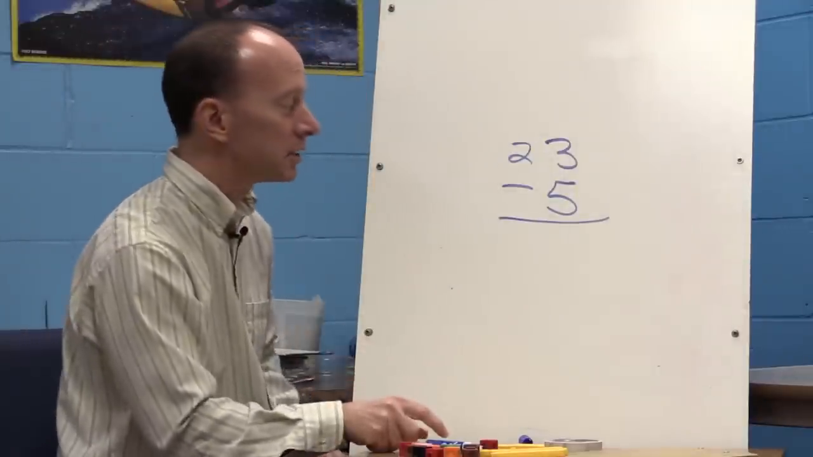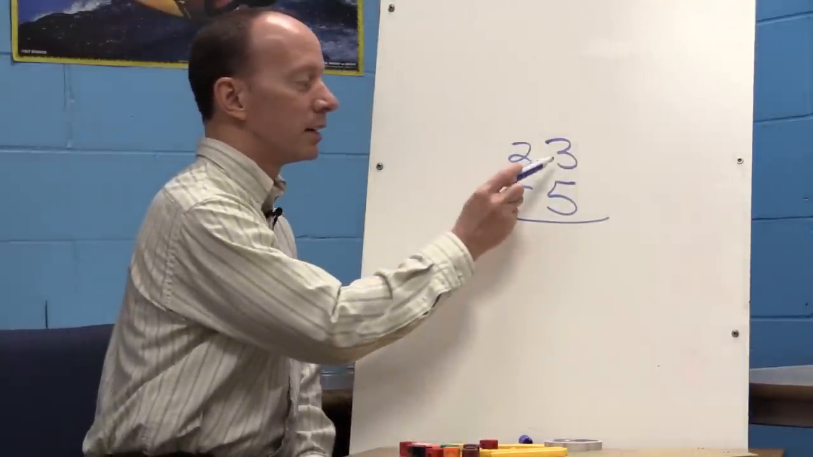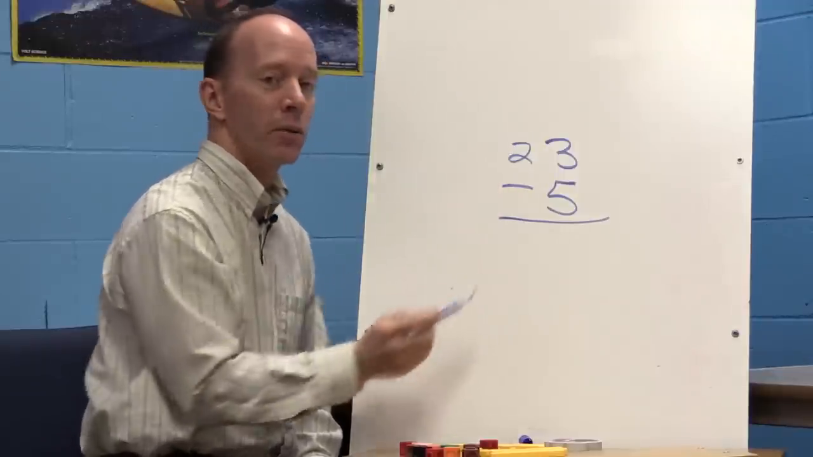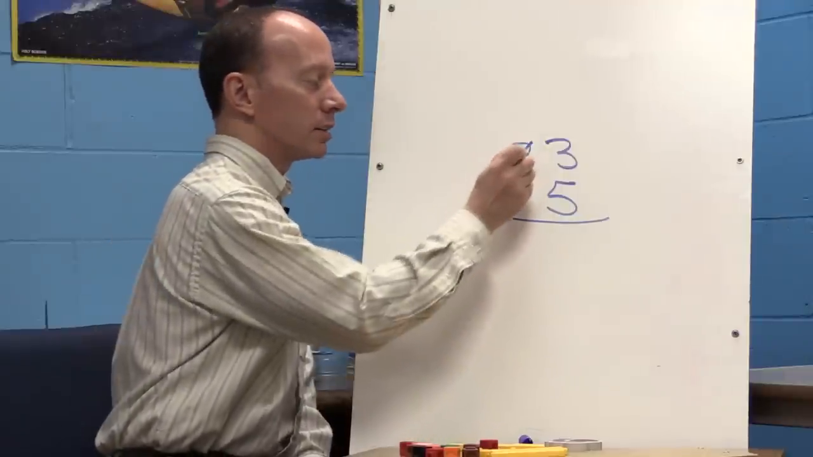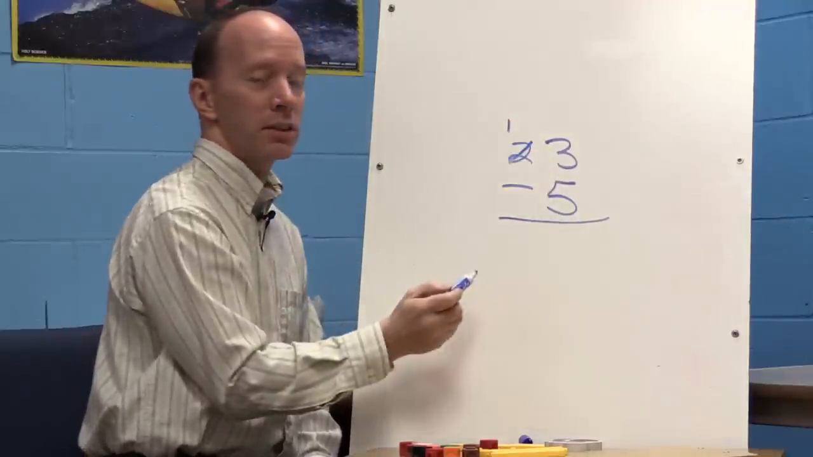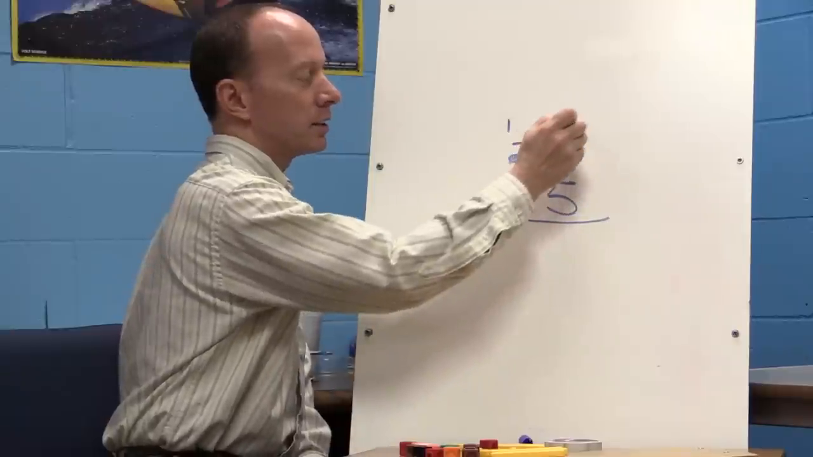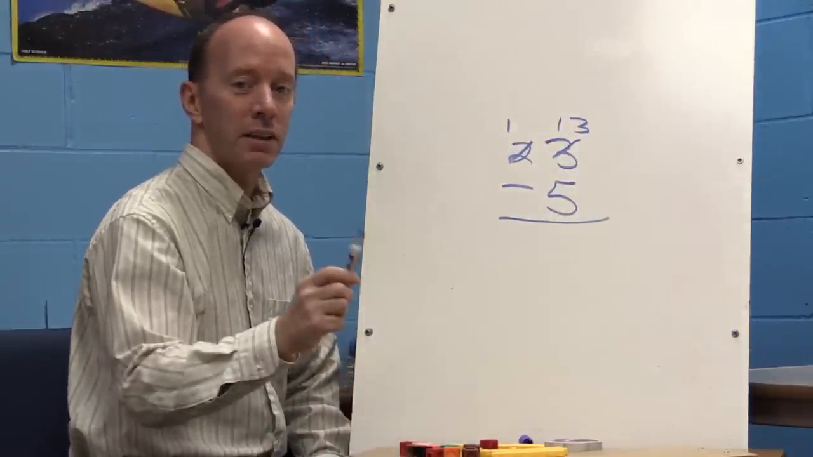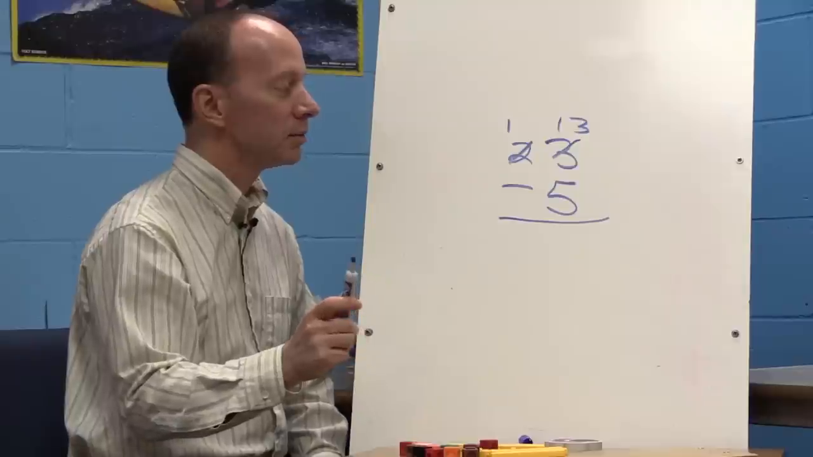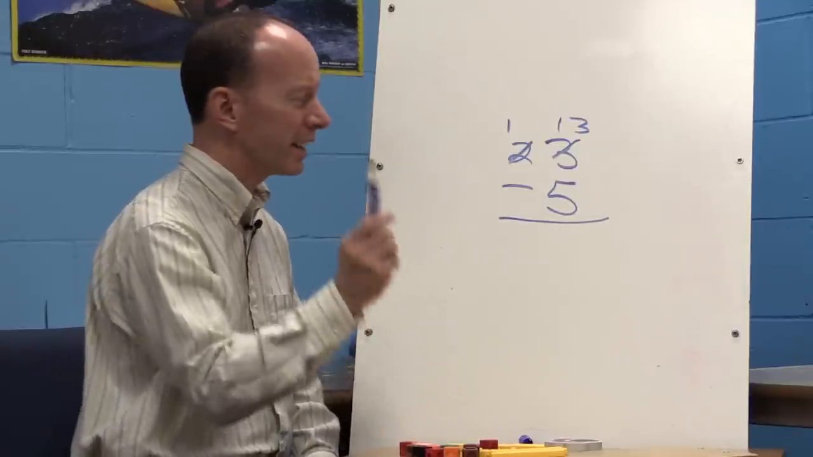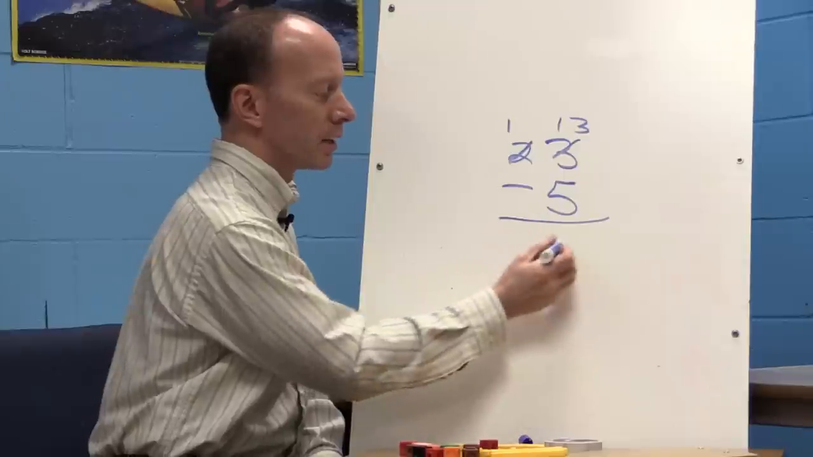So let's change this right now. Remember, this is the 1s place, this is the 10s place. I need to take a 10 away from the 2. Cross this off. This will be a 1. 10 plus 3, that's 13. Okay, 13 minus 5. What is 13 minus 5? Anyone over there? Let's try 8. I think it's 8. Let's see.